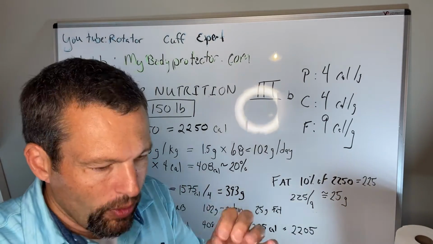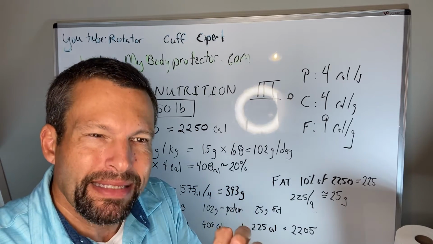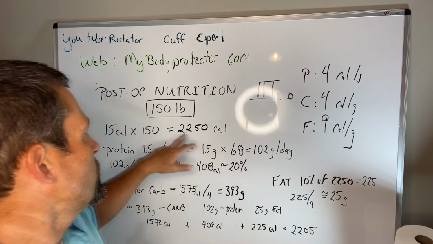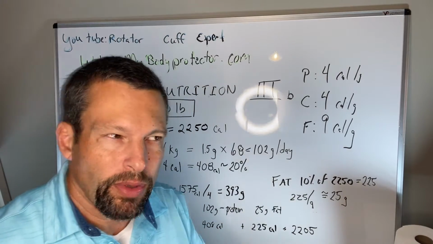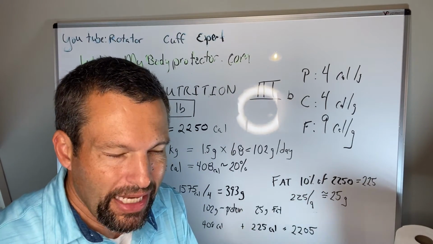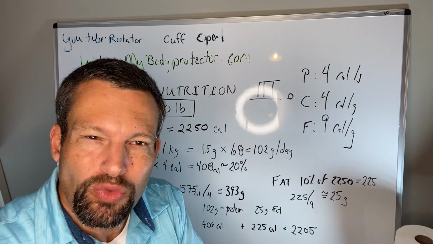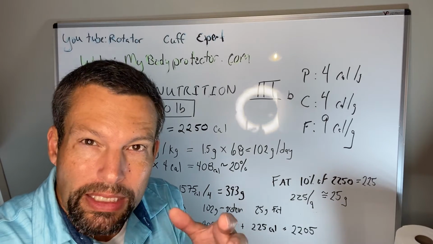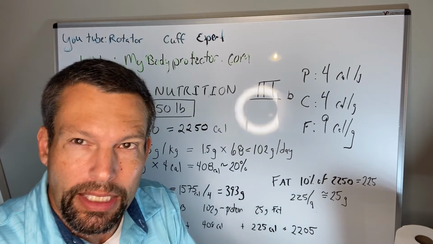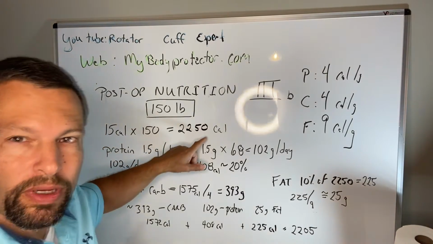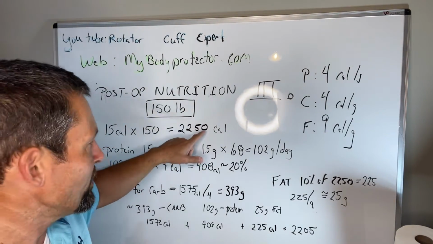We don't wanna focus on the exact details because your body's not gonna care if you get 2,245 calories or 2,250 or 60 calories. We just want to get close. We just want to get in the ballpark so we give the body the food that it needs, okay? So here's 2,250 calories.